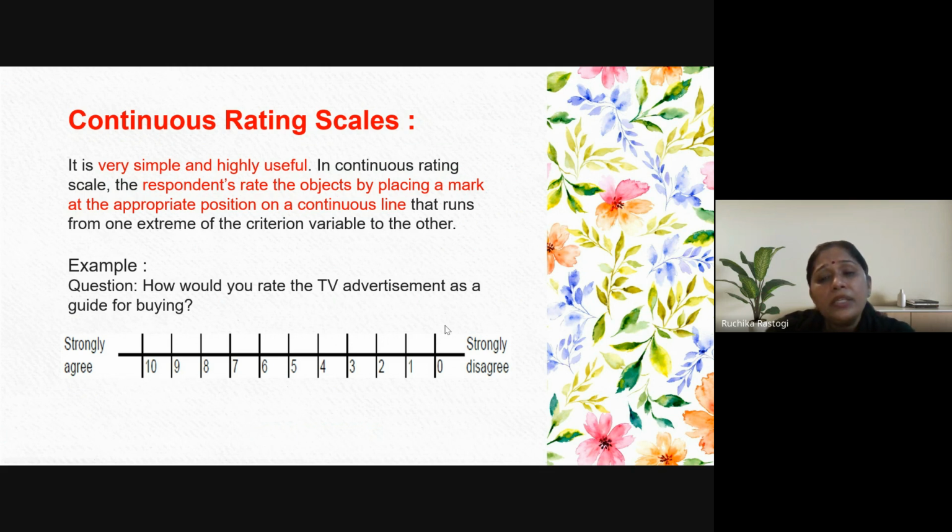It is a continuous rating scale, and the person has to find out the appropriate position. So we are talking about one variable at a time. You can see the question. The question is, how would you rate the TV advertisement as a guide for buying? So do you get influenced by the TV advertisement?